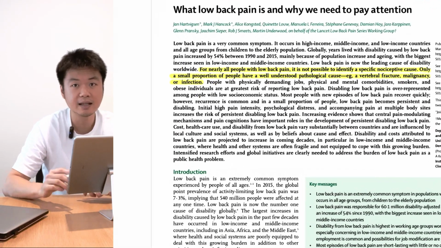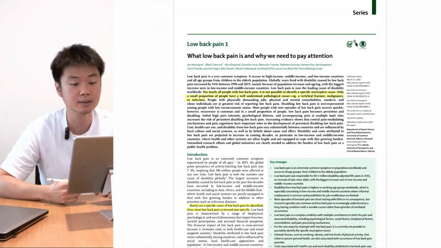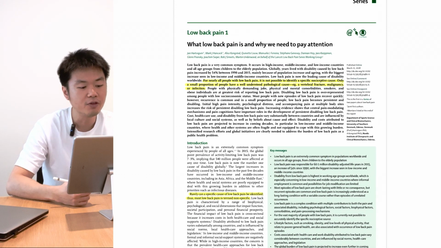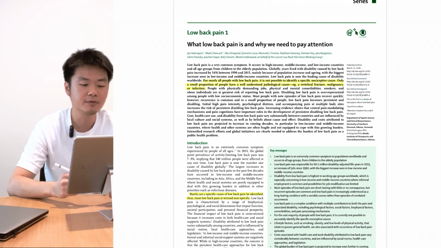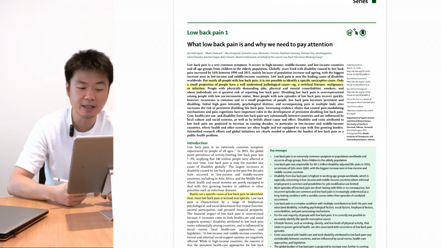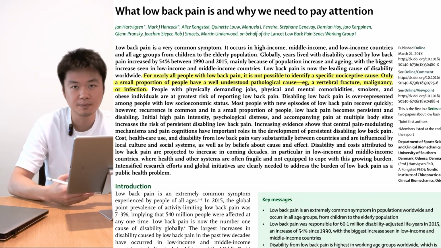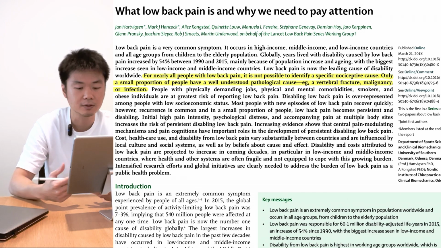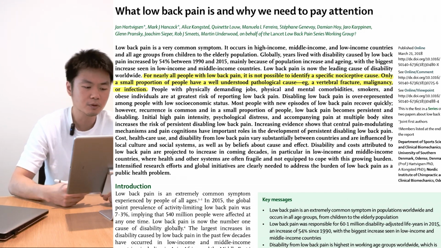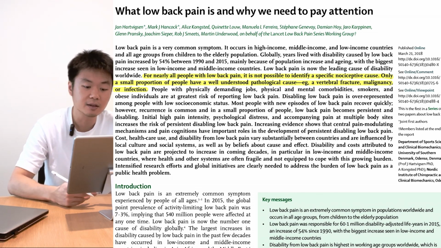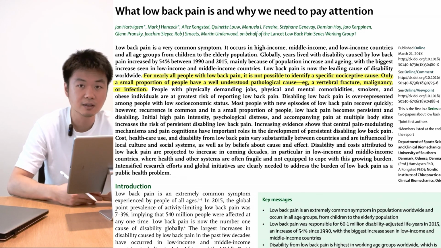Now, when we look at this journal produced by The Lancet, which is a very reputable journal, it says that for nearly all people with low back pain, it is not possible to identify a specific nociceptive cause, meaning a specific injury that causes pain. Only a small proportion of people have a well understood pathological cause like fracture, cancer, or infection.